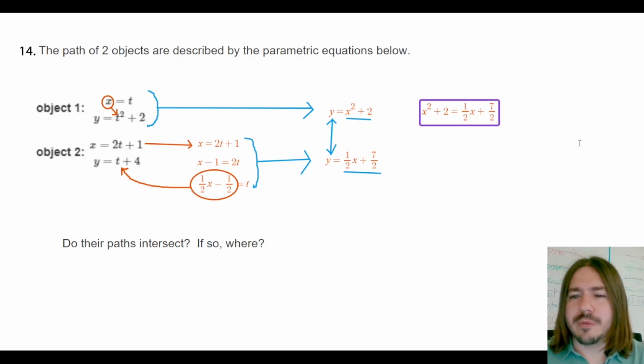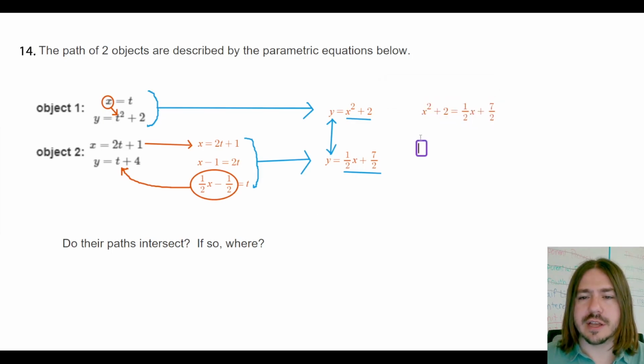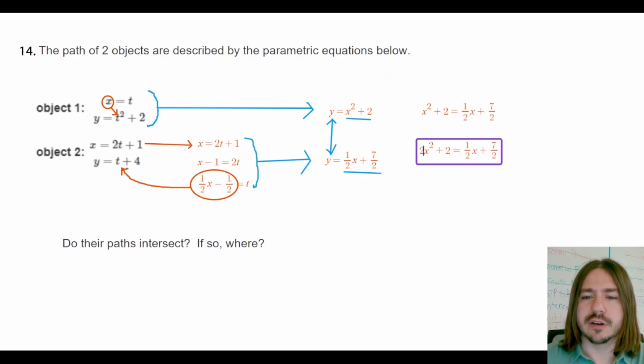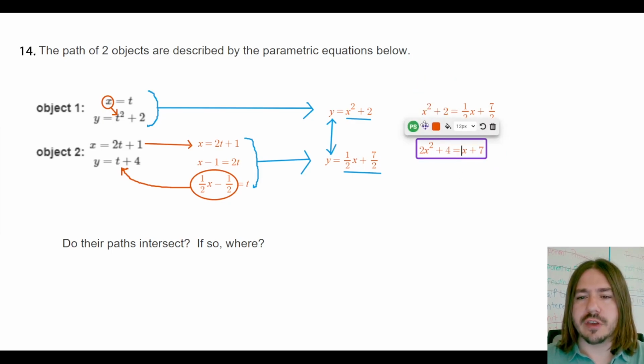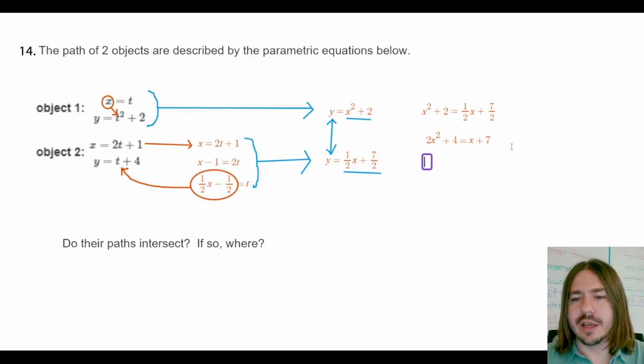So one thing I'm noticing here is I want to get rid of the fractions. So I'm going to multiply everything by 2 just to clear those fractions out, and I think it'll make the solving process go a little easier. So I've got 2 times x squared would be 2x squared, 2 times 2 would be 4, 2 times 1/2 is 1, and 7/2 times 2 would be 7. Now anytime you're solving a quadratic, you need to set it equal to 0. So I'm going to move this x plus 7 over to the other side by subtracting both x and 7 from both sides.